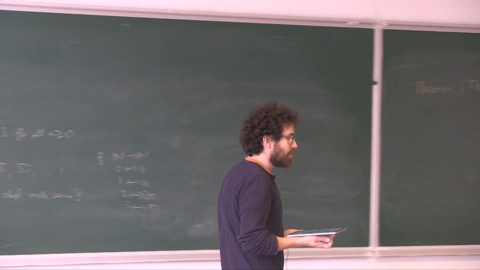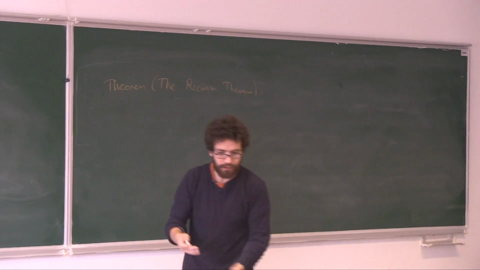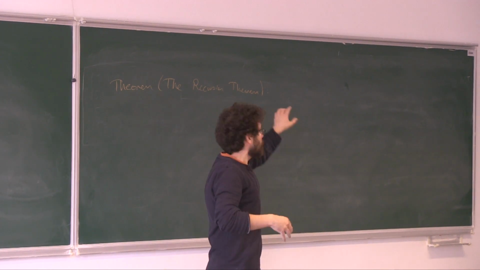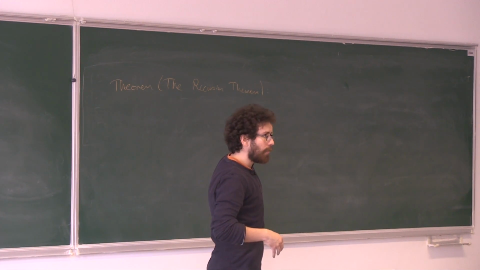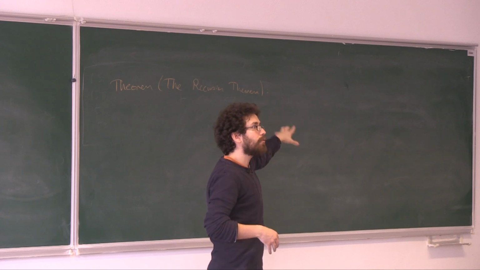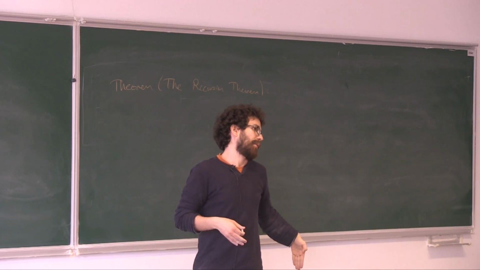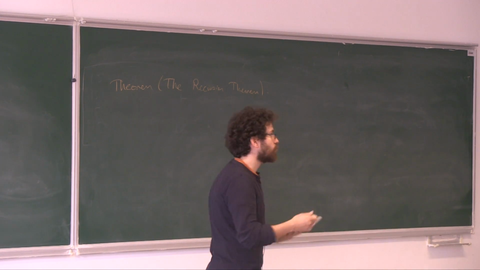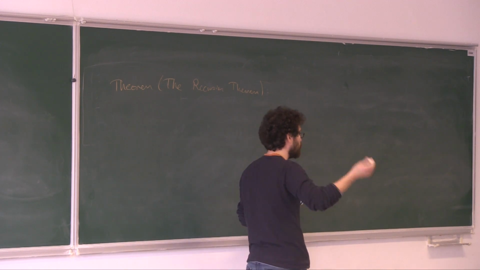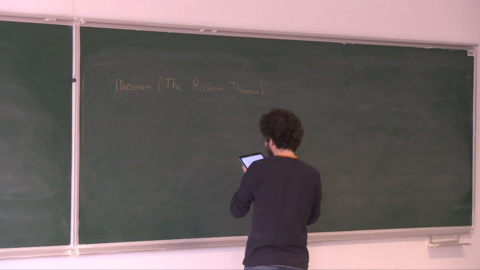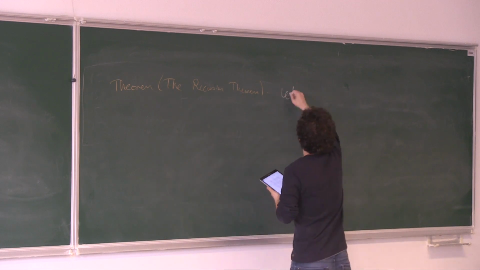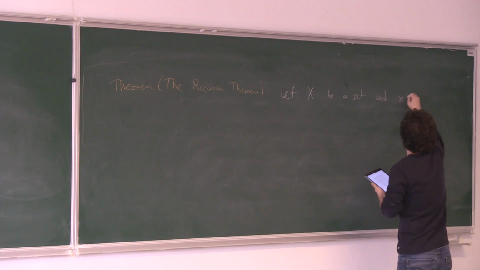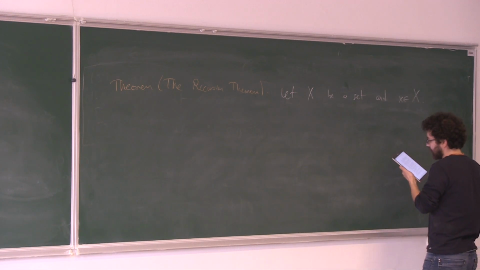What does it mean to do recursion? If you're doing recursion, you're basically using the stuff you already constructed before. This theorem will allow us to do recursion by looking at just the previous element, okay? Not the elements before. But there are variants of this which allow you to do all kinds of recursion that you want. So let X be a set and little x be a fixed element in X.